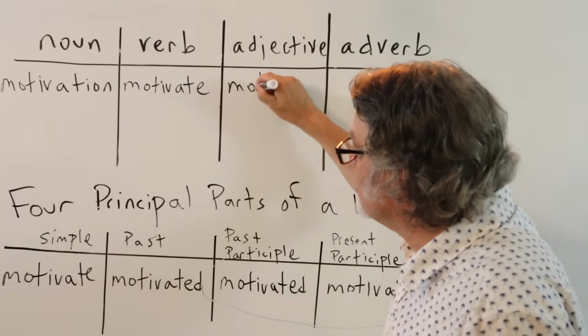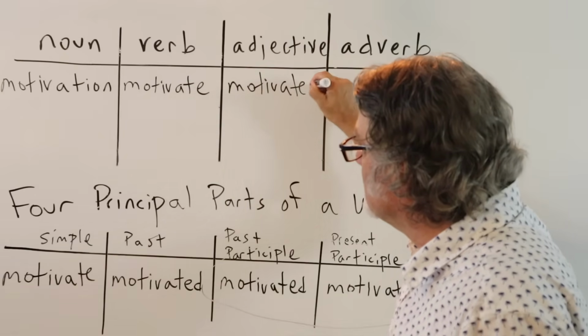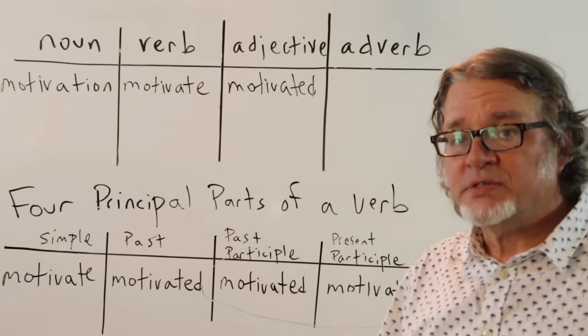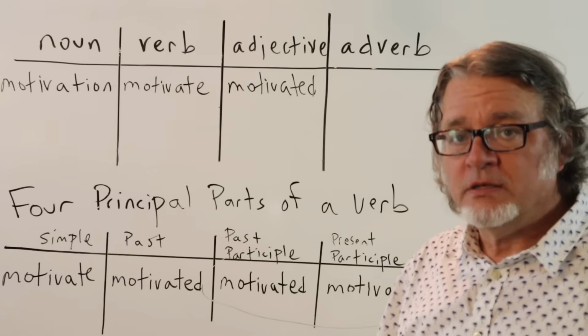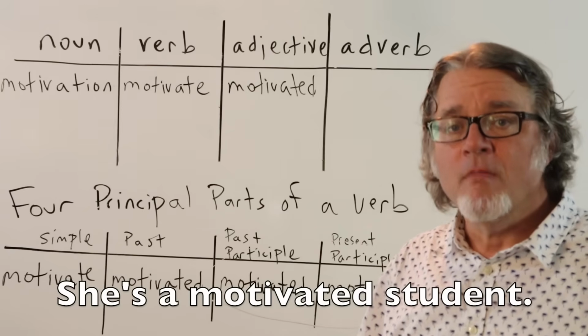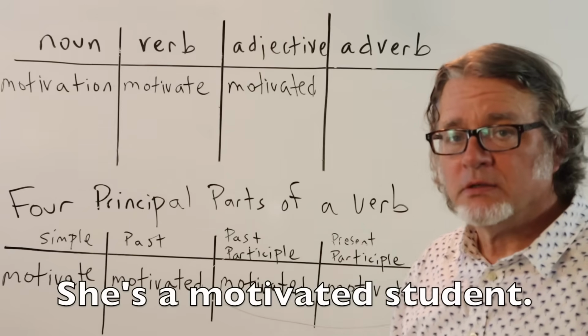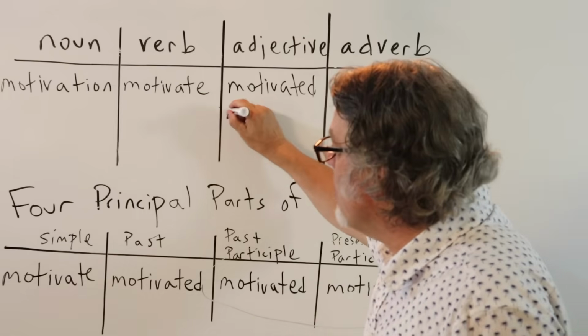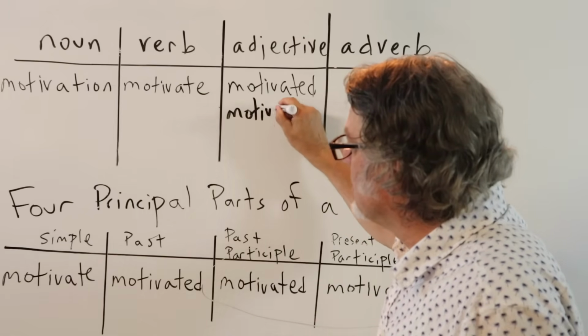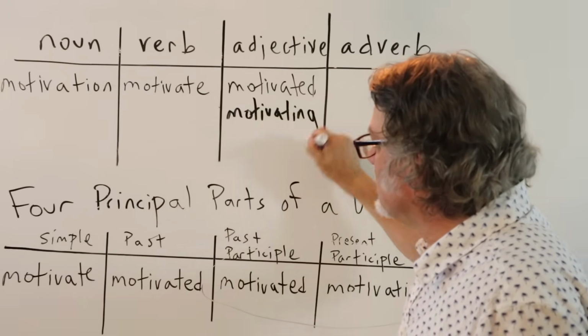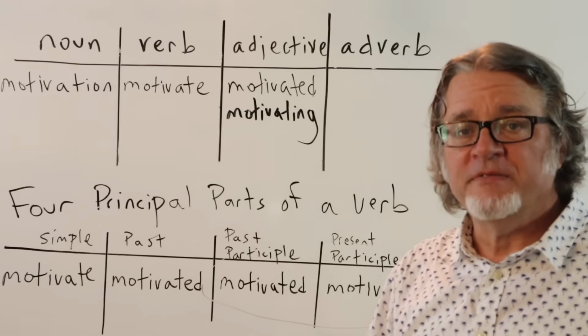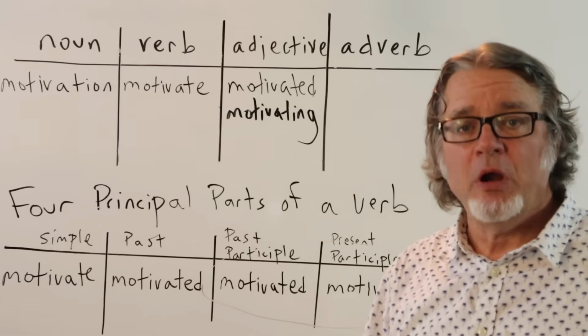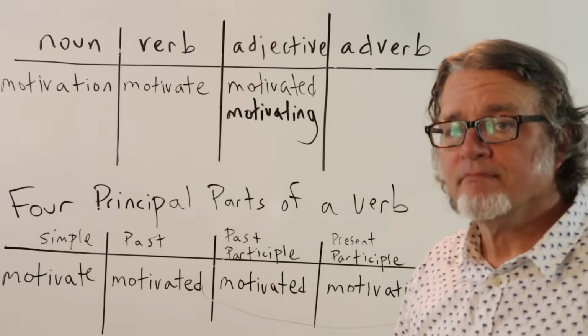So you have a choice. You can use motivated, say someone is very motivated, or she's a motivated student, or the present participle motivating as an adjective. A speech can be very motivating, or an experience can be motivating.